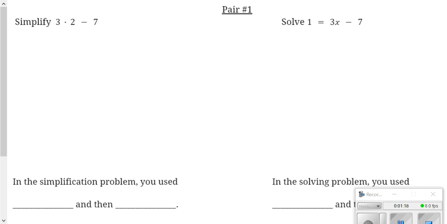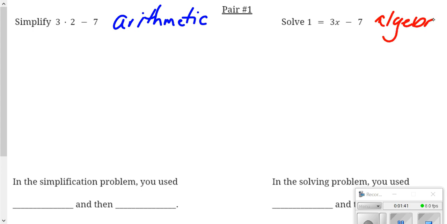These notes have 4 sets of problems. On the left side, you will see a problem that has just numbers. So it's arithmetic, right? This side is arithmetic. Whereas the other side, the right-hand example, is an algebra problem.